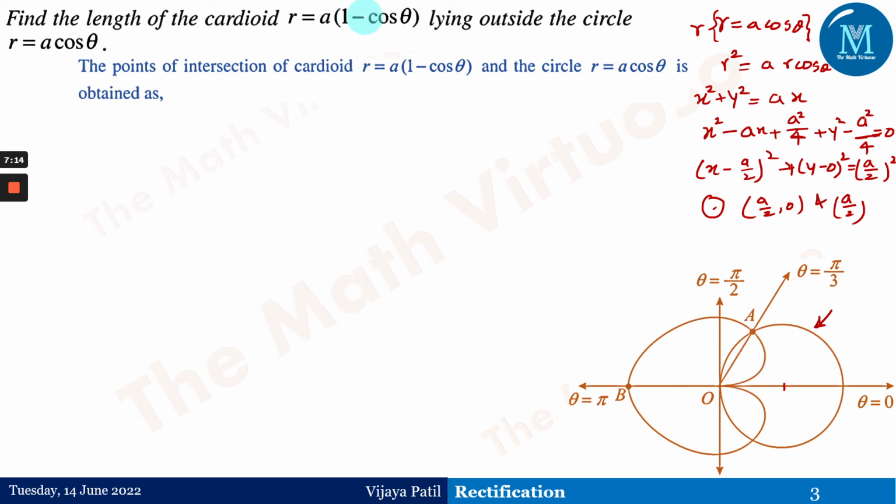Cardioid is again simple, as I have told you, it's 1 minus cos theta, so it would be towards the negative x axis, and therefore we can easily check that intersection. Okay, let me take you to the intersection part also.